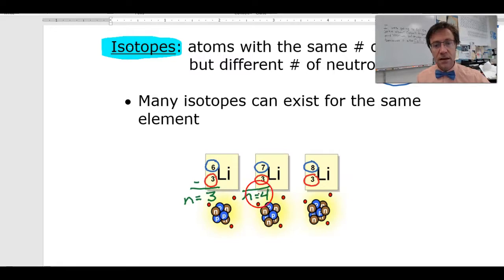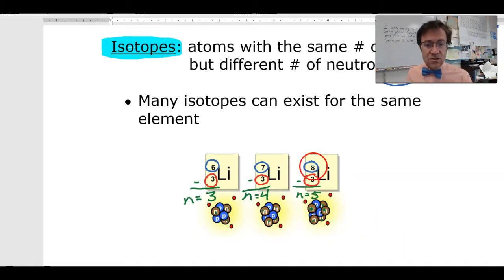4 neutrons in that one, because it's just 7 minus 3. In this one, it's 8 minus 3. There are 5 neutrons, right? Let me count. 1, 2, 3, 4, 5 neutrons, right? Absolutely. This one should only have 4. 1, 2, 3, 4. Look, I'm right. This one should only have 3. 1, 2, 3. Oh my gosh. It's like I've done this before.